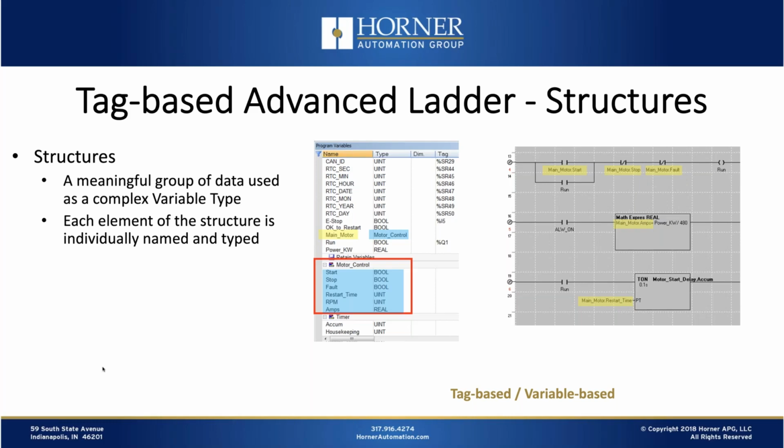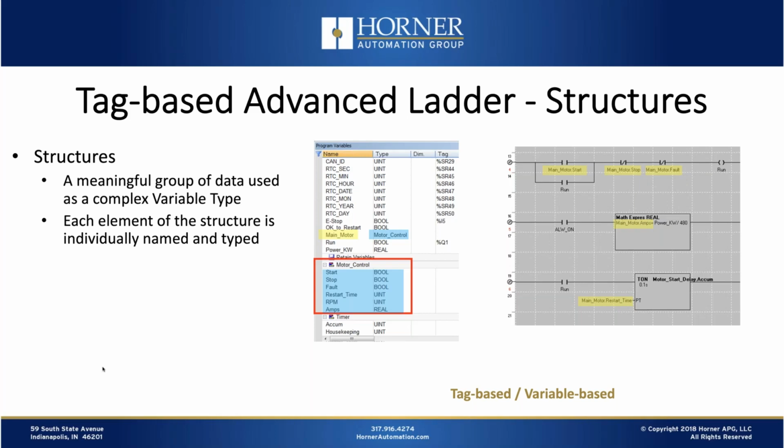Now, some of the real advantages, besides not having to actually map a lot of your variables, is there's some extra features included in tag-based advanced ladder that you can really take advantage of. One of which is structures. So what is a structure? Well, a structure is a meaningful group of data that can be used as a complex variable type. And this is just not available at all in register-based logic.